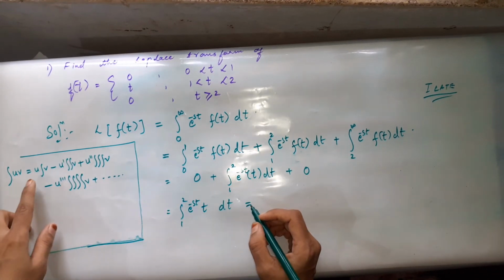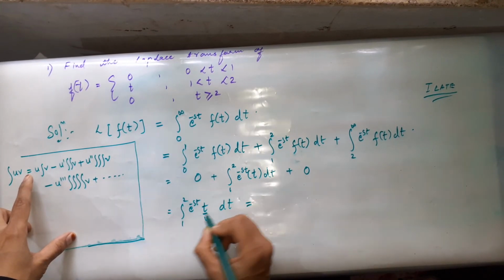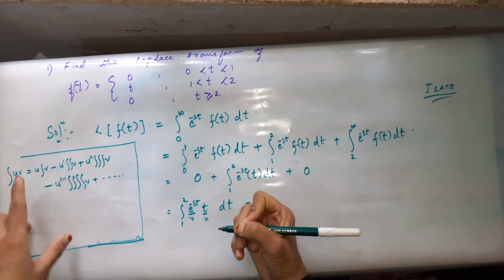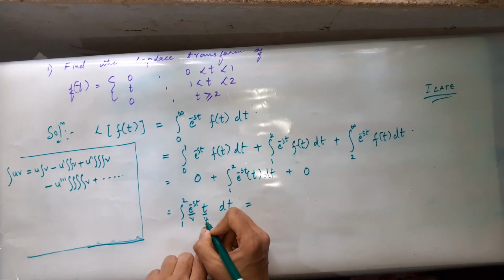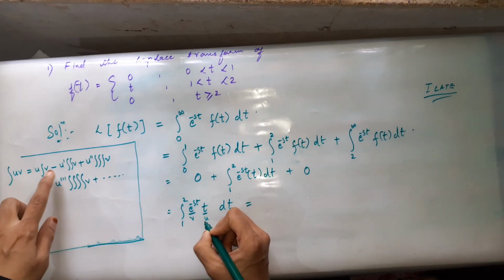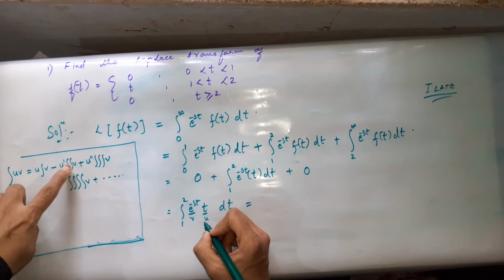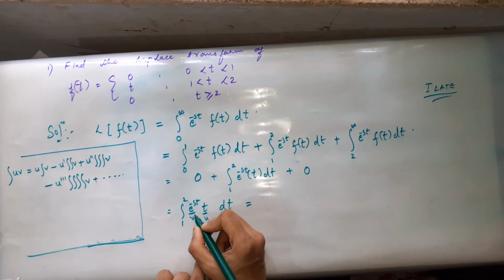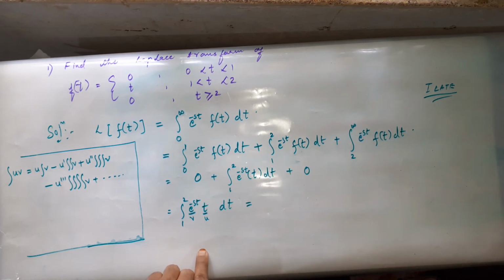Okay, so now your u, as I told you, this is going to be your u. This is going to be your v. Why is this u? Because this will vanish after a certain number of derivatives. You select your u in such a way that it vanishes after a certain number of derivatives, so that you do not get an extensive expression there.